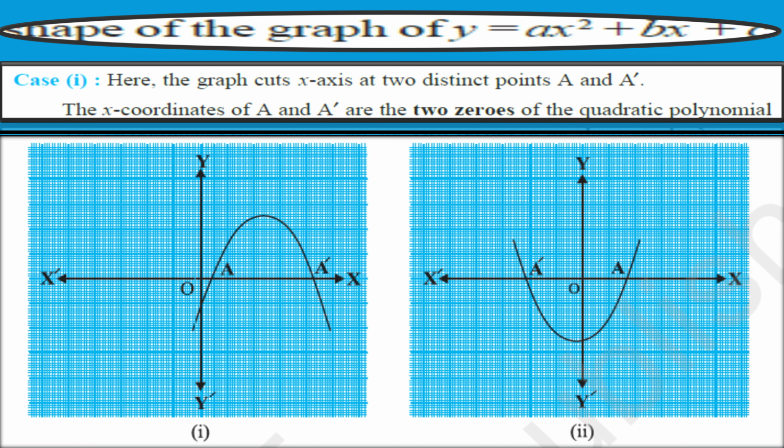Now, a very important part is the shape of the graph of y equals ax squared plus bx plus c. Here the graph cuts the x-axis at two distinct points, A and A dash. I'm going to mark it and show it to you. See, this is 1 point. Can you see this coordinate? This is 1 point. We'll use the other color, and this is the other point, right? So the x-coordinates of A and A dash are the two zeros of the quadratic polynomial. So it is intersecting the x-axis.